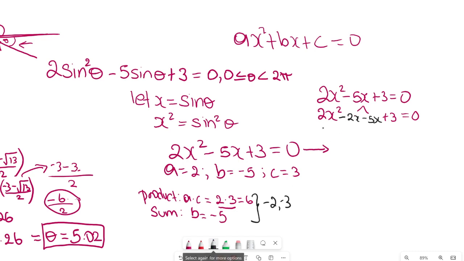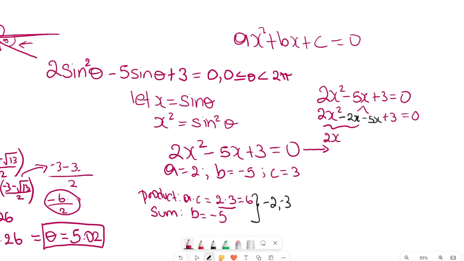Okay, so here we have 2x squared minus 2x. Now we can factor by grouping, is what we call this. I can see here that 2x is common to these 2.